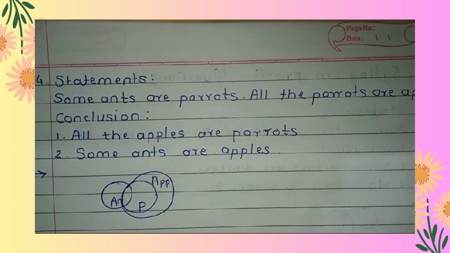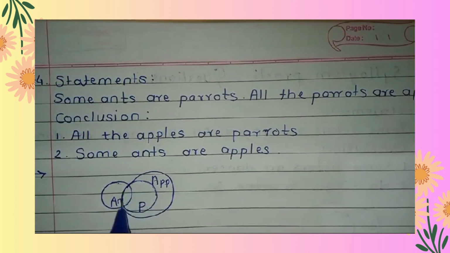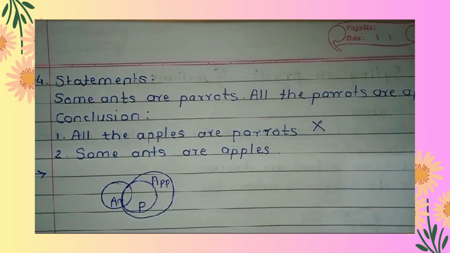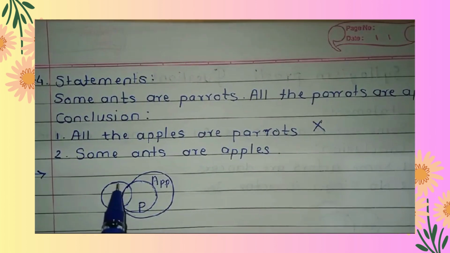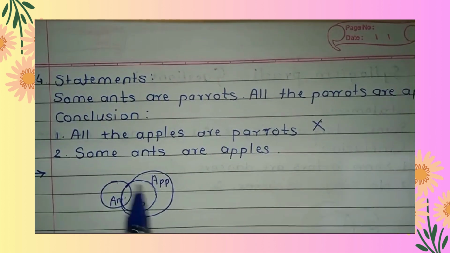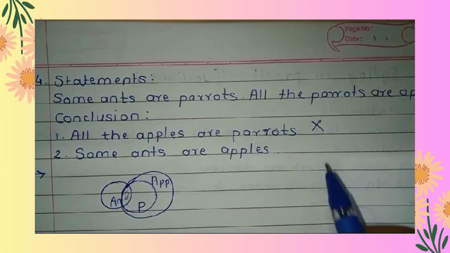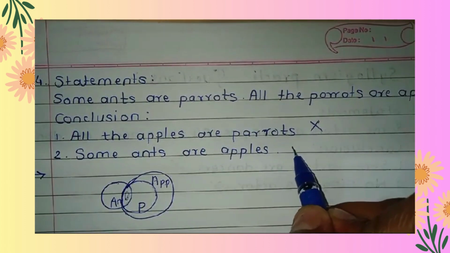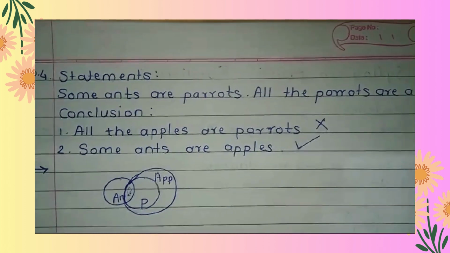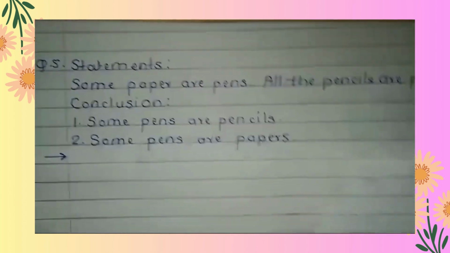The first one is all the apples are parrots. No, because some of the apples are not parrots, so this one is wrong. Some ants are apples. Some ants are included in the apple circle, right? Because this is the part where ants are apples, we can clearly see that. Therefore the second conclusion follows this statement.